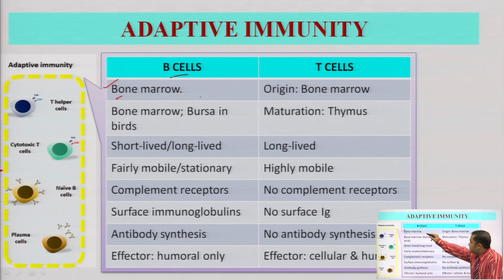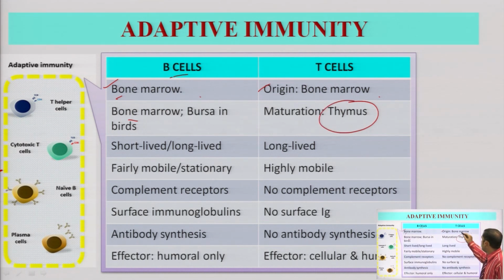B cells originate from the bone marrow, and T cells also originate from the bone marrow, but the maturation of T cells happens in the thymus. Okay, you should remember it in such a manner. Both originate in the bone marrow, but T cell maturation happens in the thymus. So T for T cell, T for thymus.